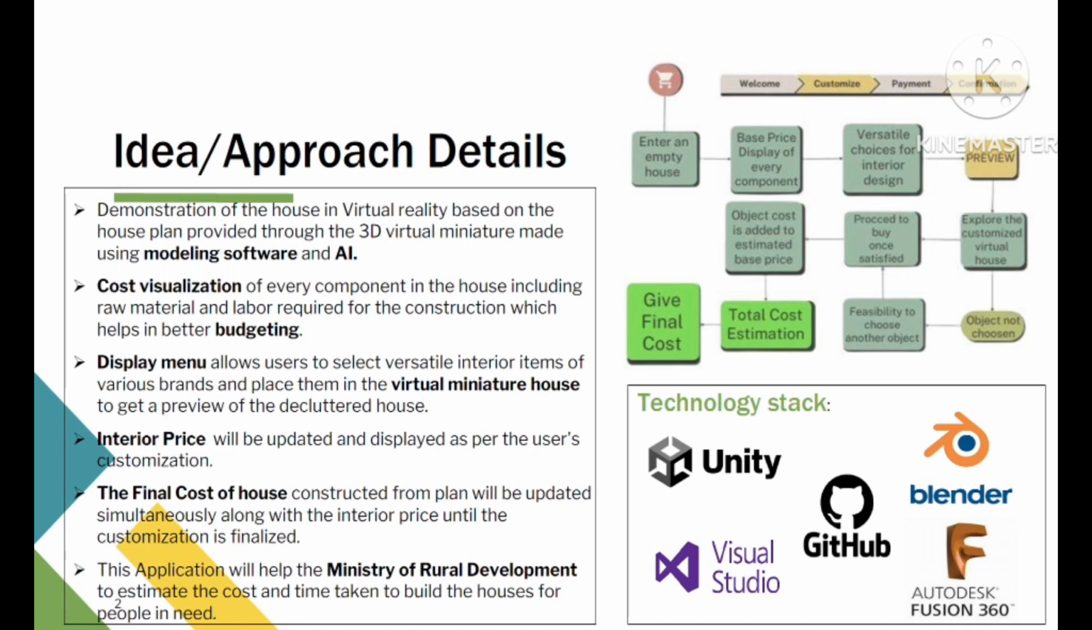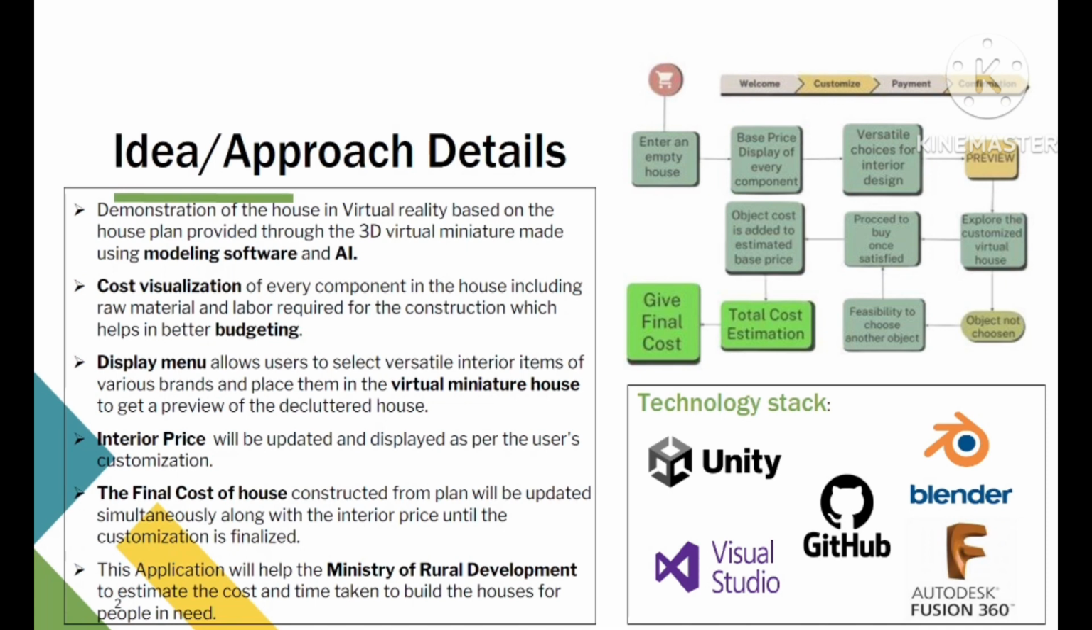So initially we'll be provided with a house plan. Now we are going to develop a 3D virtual miniature using the modeling softwares like Blender and some AI plugins. Later we are going to visualize the cost of each and every component of that particular house. And then we will also add the labor cost that is going to take for the construction of that particular house. And later we went one step further because that was the end of our problem statement. Now we went one step further and added a functionality of interior design to that particular house.